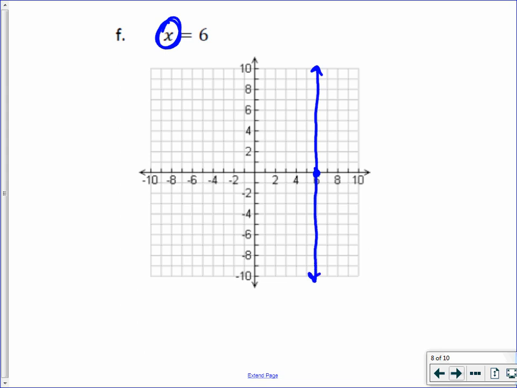So again, I'm going to check my work real quick. I'm going to put 2 points on here. I'm going to put a point here, I'm going to put a point here. So both of my points should have an x value of 6. Well, that one does, and that one does also. So I must have drawn the right line if my x value is always 6. All right.